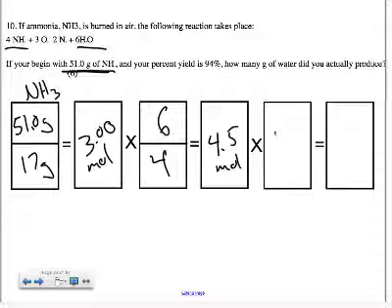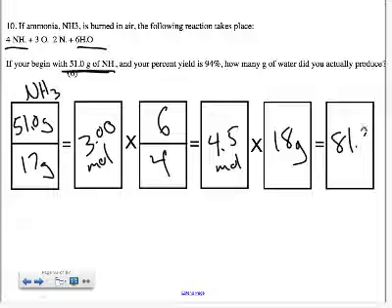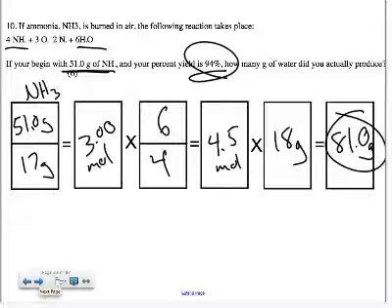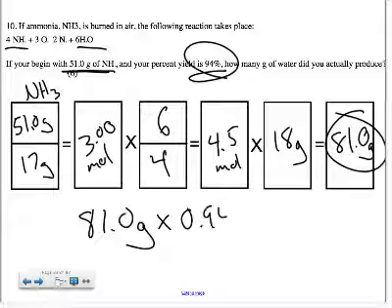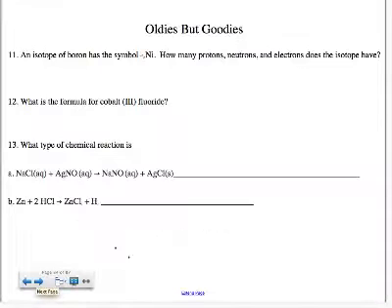Water is 2 hydrogens and an oxygen, which is 18 grams. So 4.5 times 18 says that our theoretical yield is 81.0 grams. That's how much we should get. According to the question, we only got 94% of that. The way to figure this out is we have 81.0 grams times 0.94, which is what 94% would be as a decimal. 76.1 grams.